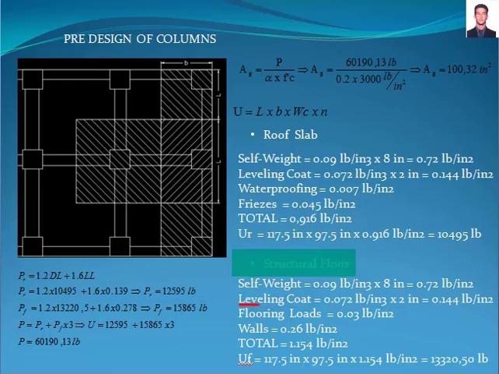For the structural floor, the self-weight is the specific weight of normal concrete multiplied by the thickness of the slab. The leveling coat is the specific weight of lightweight concrete multiplied by an assumed thickness of 2 inches. The flooring load was selected as tiles, which have a specific weight of 0.03 pounds per square inch according to the catalog. The walls, composed of clay bricks and finishes, have a specific weight of 0.26 pounds per square inch. The total weight of the structural floor is 1.154 pounds per square inch.